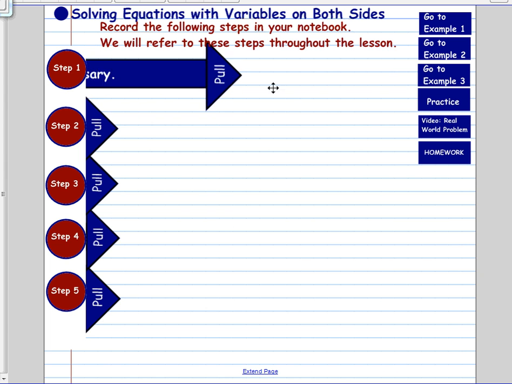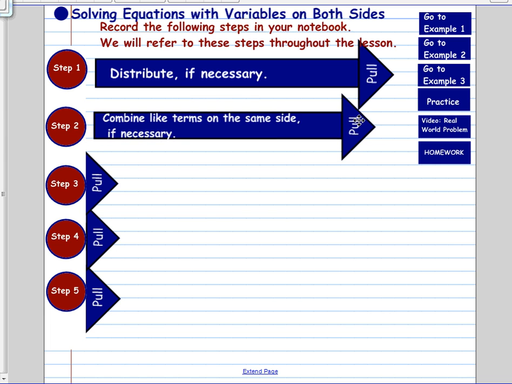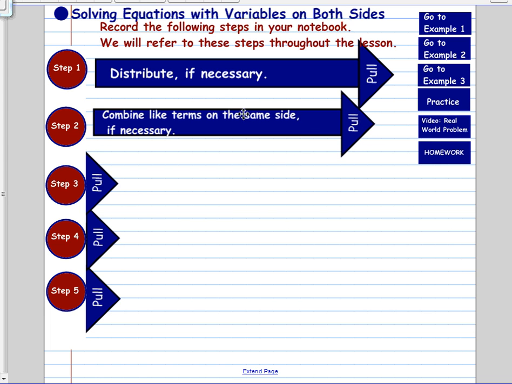So step number 1 is distribute if necessary. Now, oftentimes with variables on both sides, you might have to distribute twice, once on one side of the equation, once on the other. Step 2, combine like terms on the same side. So if you have a 5x and a 3x on one side, combine those. If you have a 2x and an x on the other side, combine those.